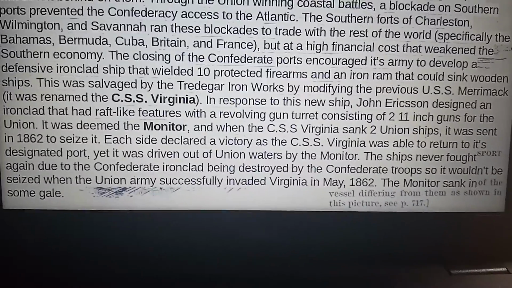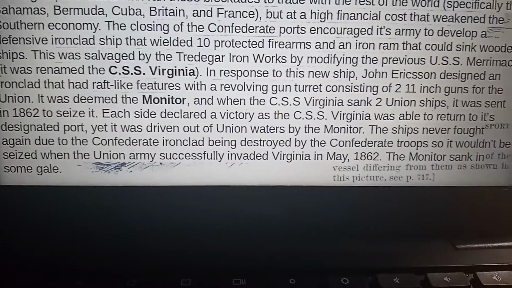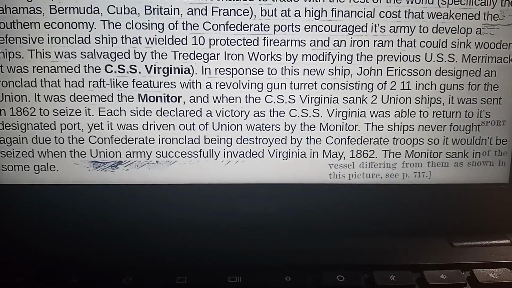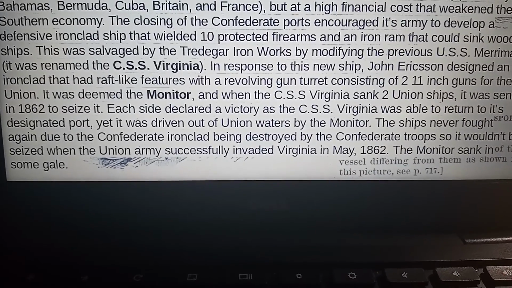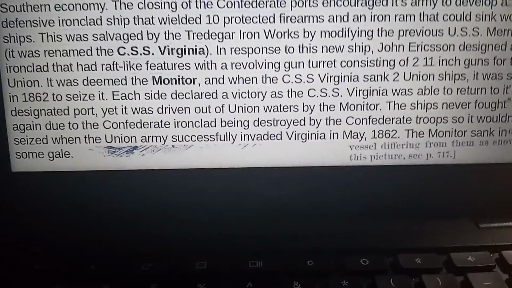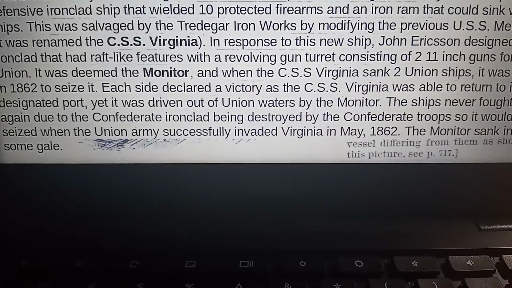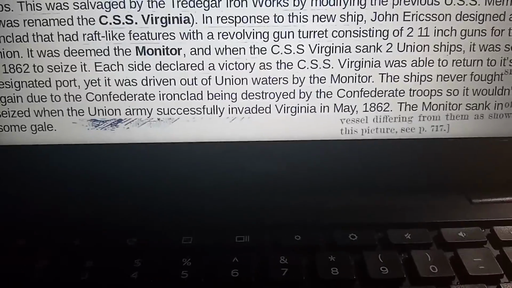It was deemed the Monitor, and when the CSS Virginia sank two Union ships, it was sent in 1862 to seize it. Each side declared victory as the CSS Virginia was able to return to its designated port, yet it was driven out of Union waters by the Monitor. The ships never fought again due to the Confederate ironclad being destroyed by the Confederate troops, so it wouldn't be seized when the Union Army successfully invaded Virginia in May 1862. The Monitor sank in some gale. Literally.